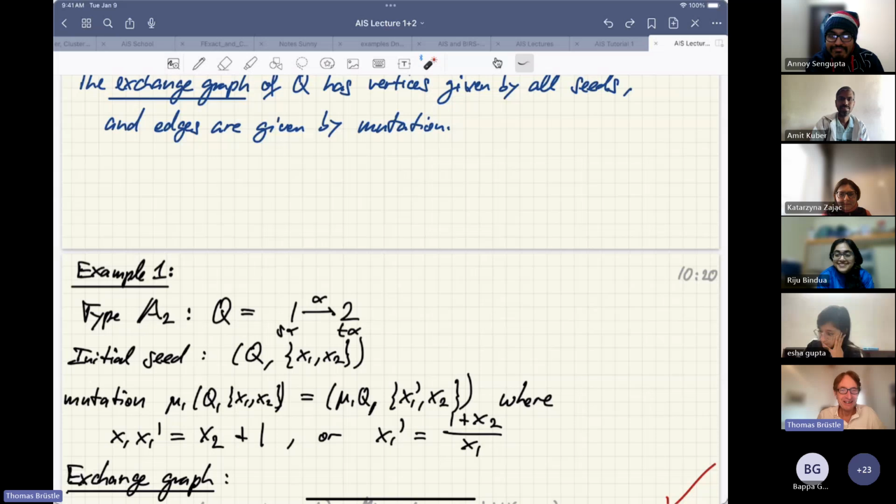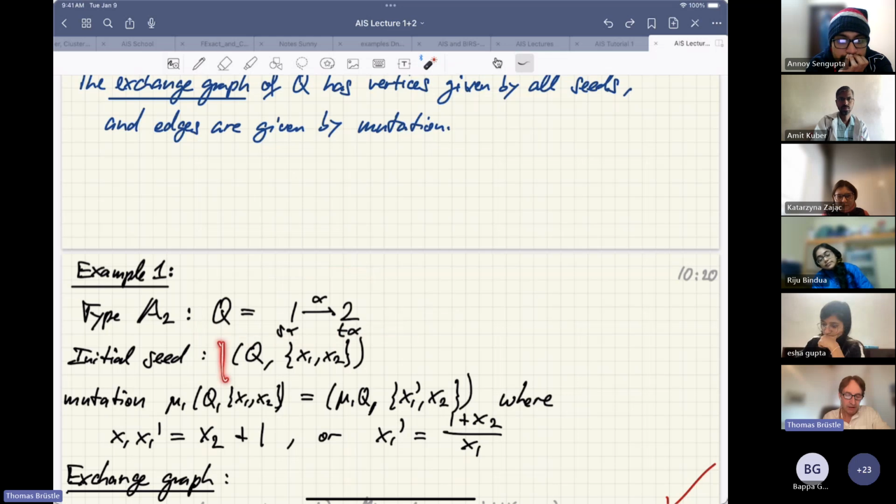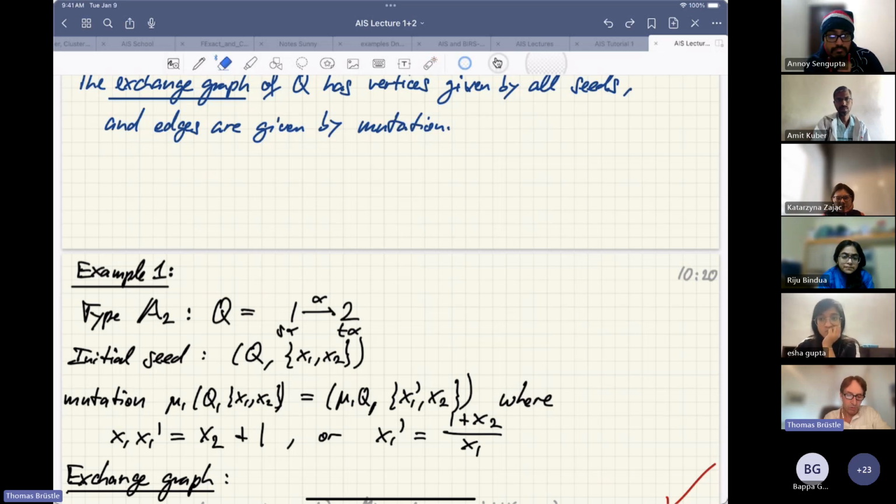Okay, good. So let's do an example of this procedure computing a cluster algebra. We start with the simplest quiver that has any arrow at all. So let's take the quiver that has one arrow, the quiver of type A2. Our initial seed is this quiver and two variables x1 and x2. And then we need to define what a mutation is. Let's mutate at the vertex number 1 here.